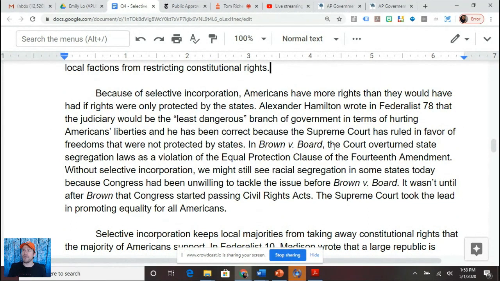states. In Brown v. Board, the Supreme Court overturned state segregation laws as a violation of the Equal Protection Clause of the 14th Amendment. Without selective incorporation, we might still see racial segregation in some states today because Congress had been unwilling to tackle the issue before Brown v. Board. It wasn't until after Brown that Congress started passing civil rights acts.